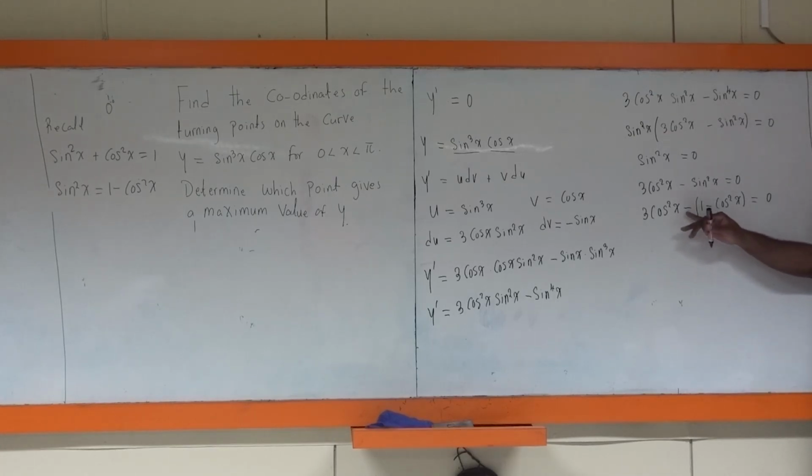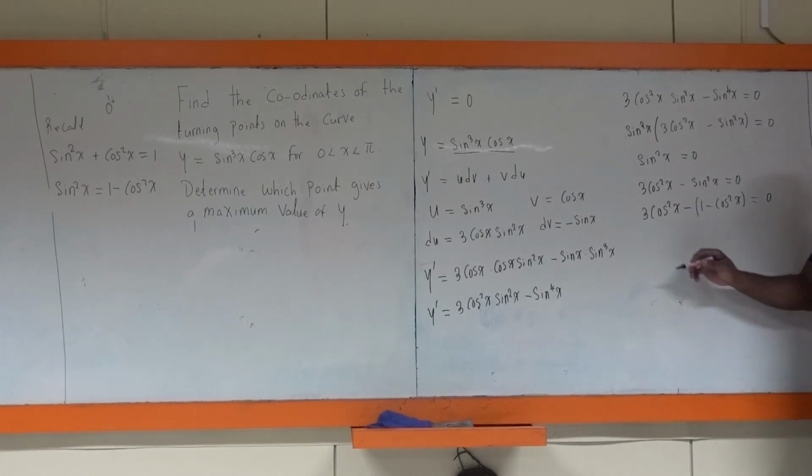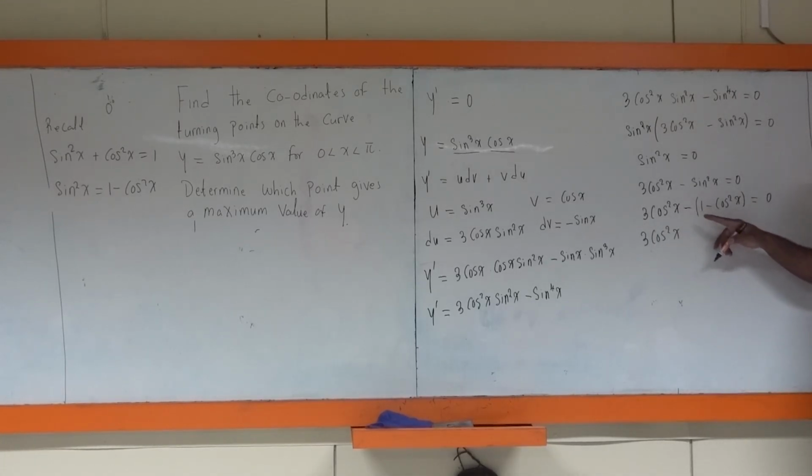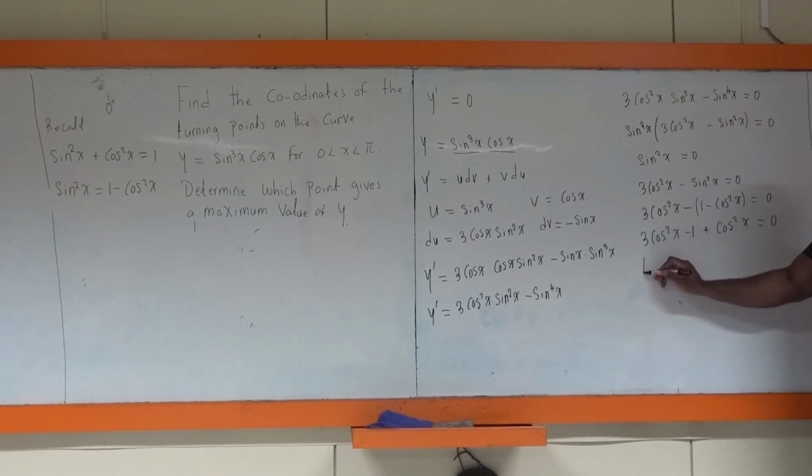Now, I am going to distribute this negative 1 into this bracket. That is going to be 3 cos squared of x. So negative 1 multiplied by positive 1 is just negative 1. And negative 1 multiplied by this negative cos squared of x right here should be plus cos squared of x. All of this should be equal to 0. Now we see that 3 cos squared of x and cos squared of x are like terms. So we can add to get 4 cos squared of x minus 1.